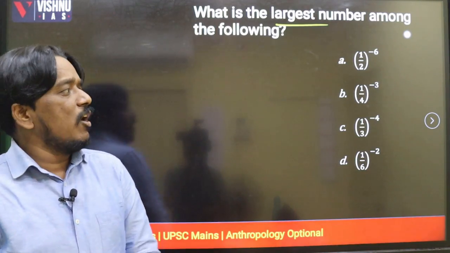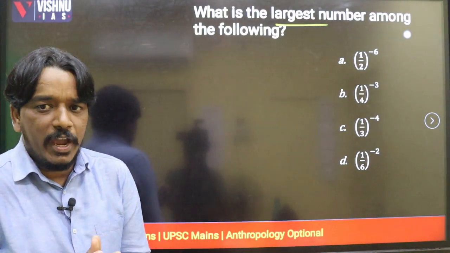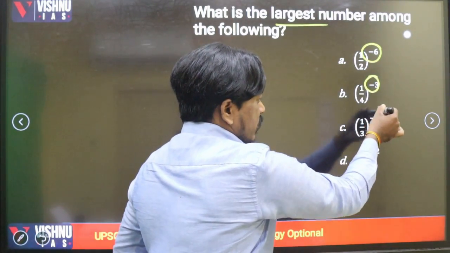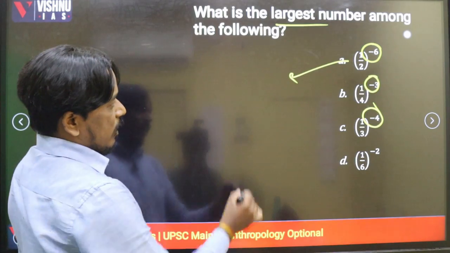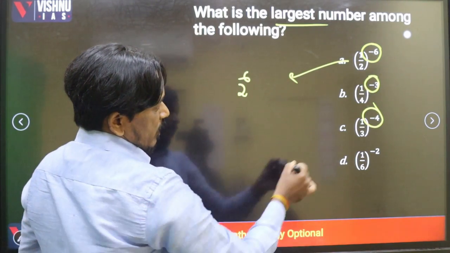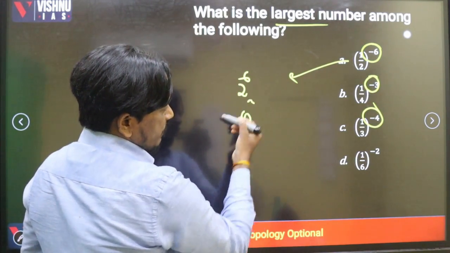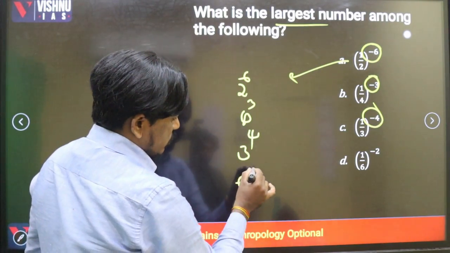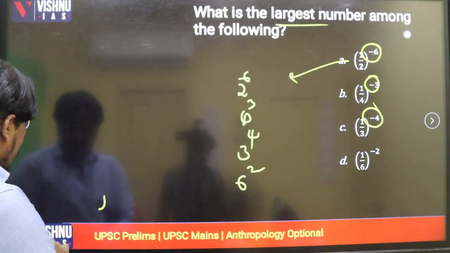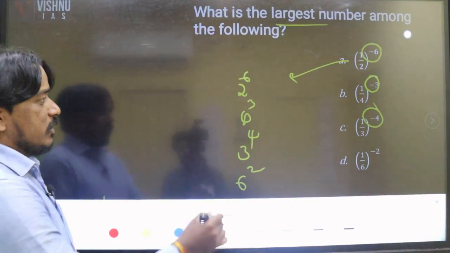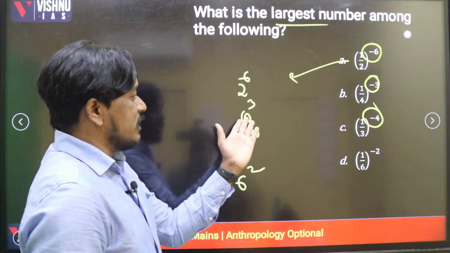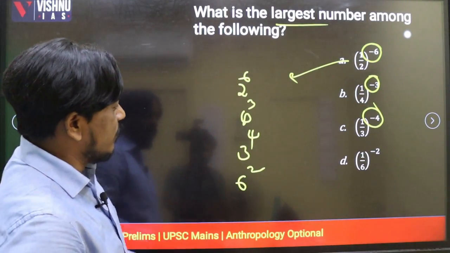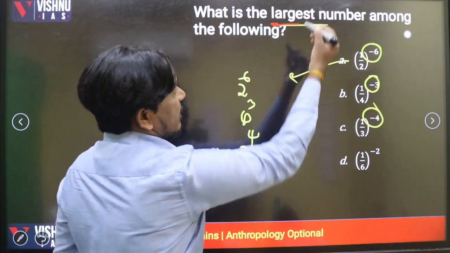What is the largest number among the following? Whenever you see these kinds of values in the negative, we can directly make it 2 power 6, and 4 to the power 3, and 3 power 4, and similarly the last one becomes 6 power 2. For all these values, if you observe the exact values, what are they? 2 power 6, 4 power 3, 3 power 4, and 6 square. Definitely what they are asking is the largest number.